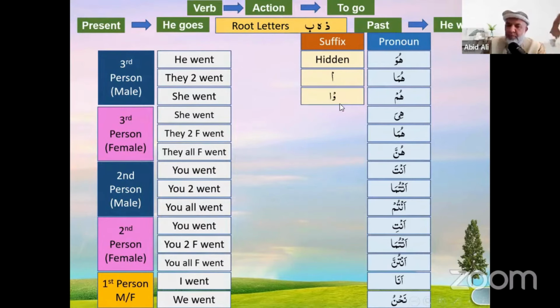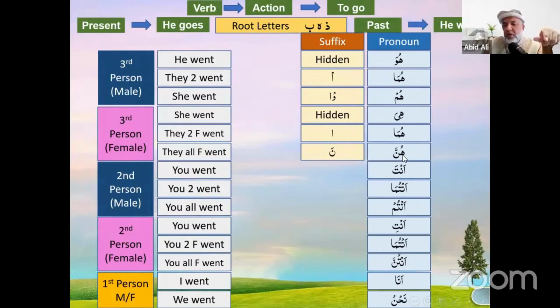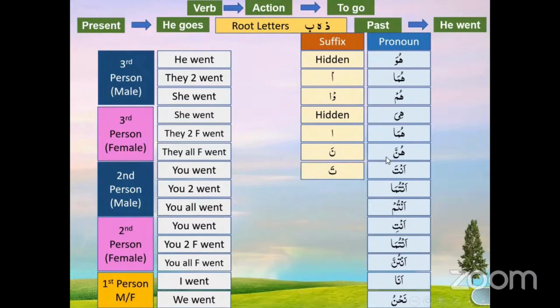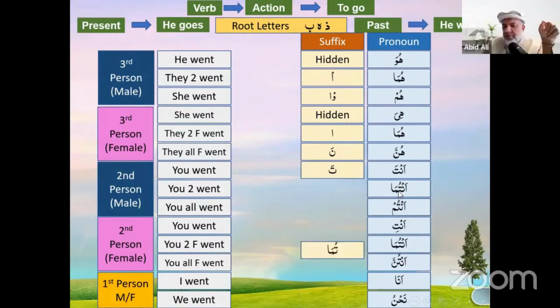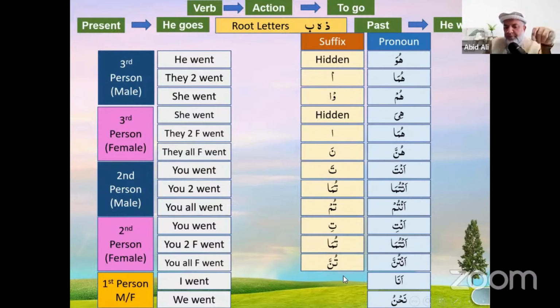From hum, we're going to take the waw and alif. Why do I do that? It's not me, it's the people of the grammar. For hiya, it is also hidden, no problem. From huma, we take the alif. From hunna, we're only going to take the noon. Do they look like a suffix now? From anta, we'll just take the ta. From antuma, we'll take the tuma. From antum, we take the tum. Anti will be ti. Antuma will be the same, tuma, then tunna, tu, and na.